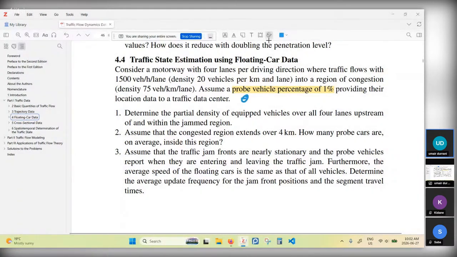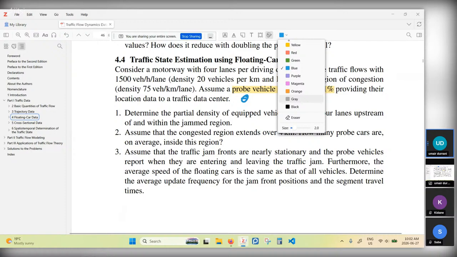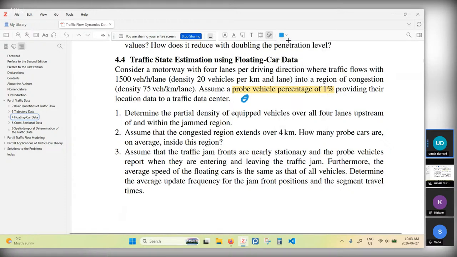This is our theta. And what we want to do is estimate the partial density of these floating cars because we only have a limited number of floating cars. So determine the partial density of these equipped vehicles over all 4 lanes upstream of and within the jammed region. The jammed region is this one, where the density changes to 75, and the upstream is the density of 20 vehicles per kilometer. The flow remains the same as 1500 vehicles per hour per lane.